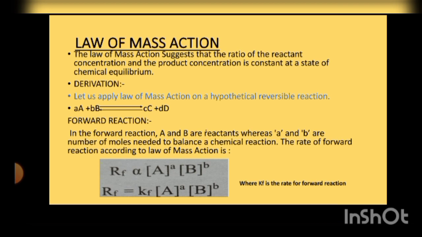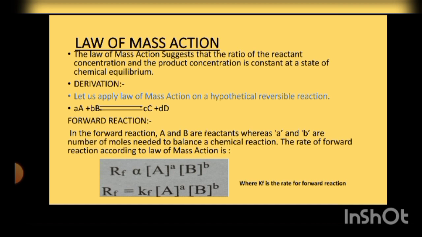Okay, in the forward reaction, you know that the reactants are first A plus B. A and B are the reactants, whereas a and b are the number of moles needed to balance the chemical reaction. So the forward reaction will be represented by Rf, and then we will place the proportionality sign, that actually makes the relation with the other species.